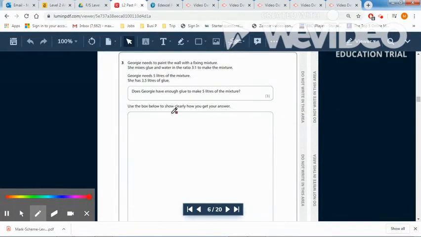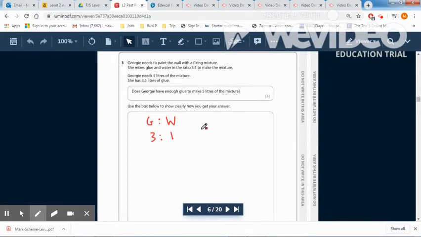All right, next we've got a ratio question. It's quite a horrible ratio question. So we've got a ratio 3 to 1, and that's glue to water, 3 to 1. But she needs 5 litres of the mixture, and she has 3.5 litres of glue. So we need to say, does she have enough to make 5 litres of the mixture?